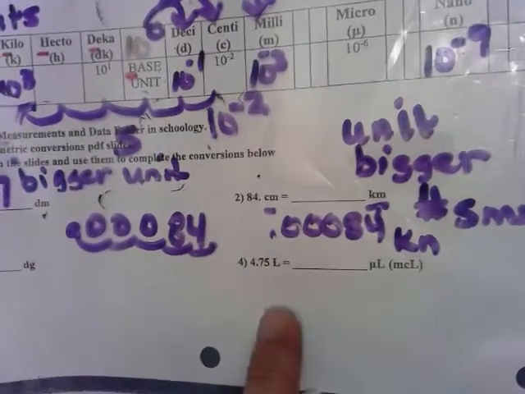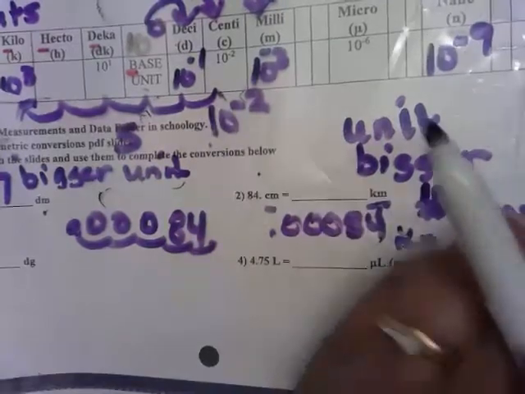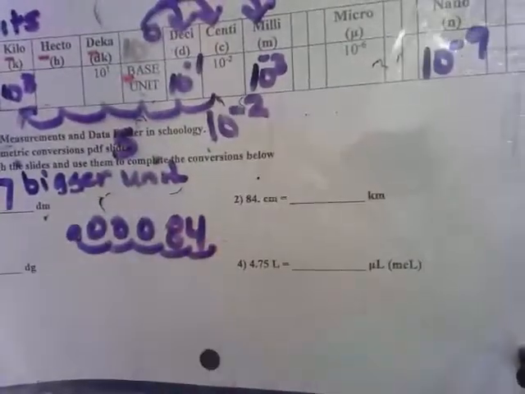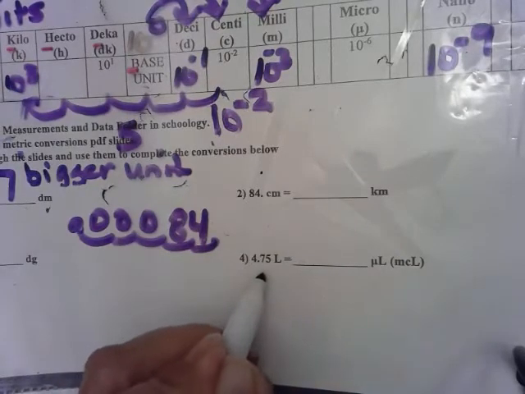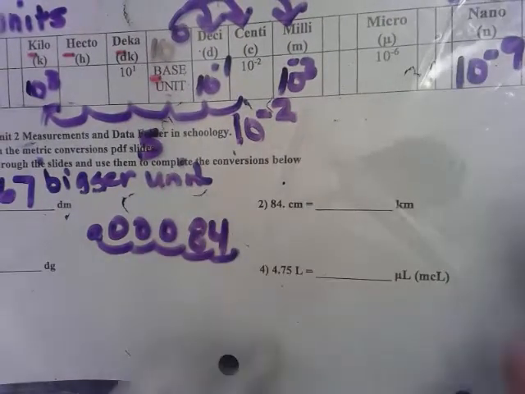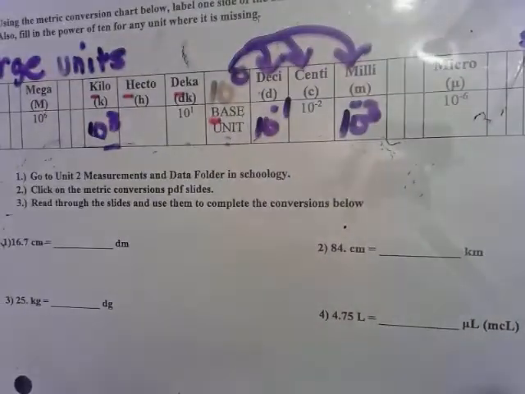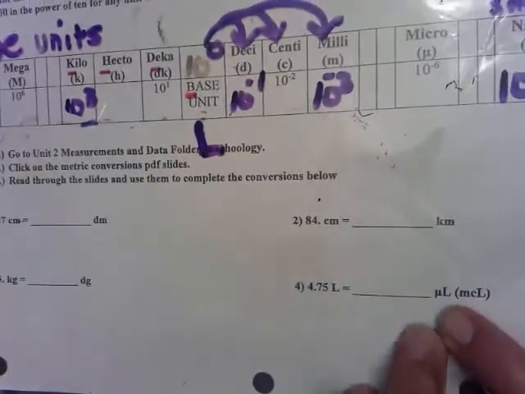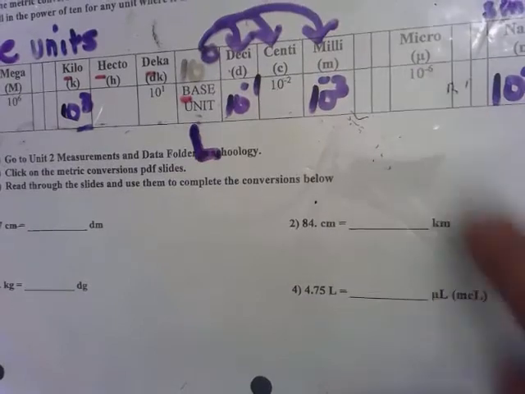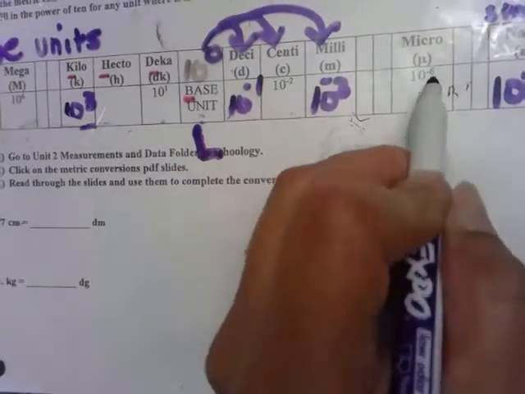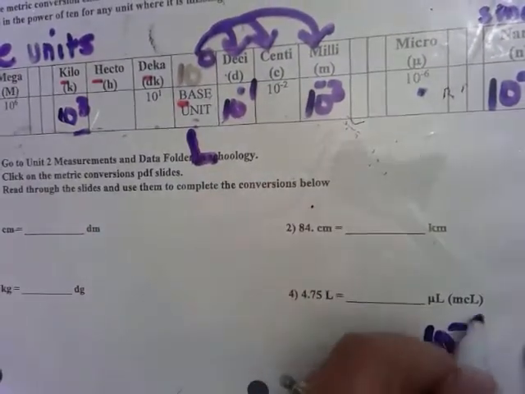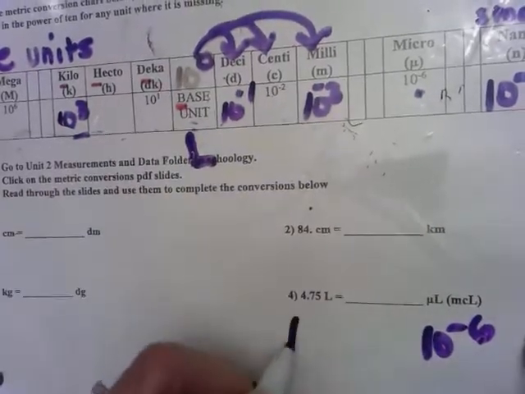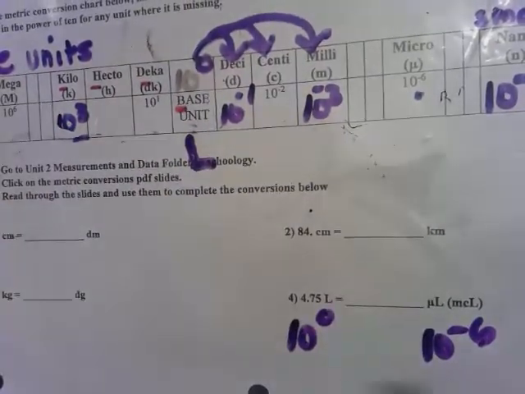So let's go ahead and do number 4 here, just because it's right here and I want to get through it before my time runs out. We have 4.75 liters, and liter is a base unit. So you're going to be right here, and you're going to the micro. That's that funky U symbol, and that's micro. So that's 10 to the minus 6. The base unit is 10 to the 0.